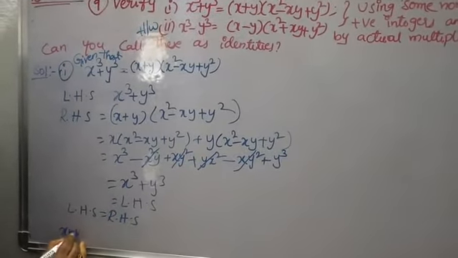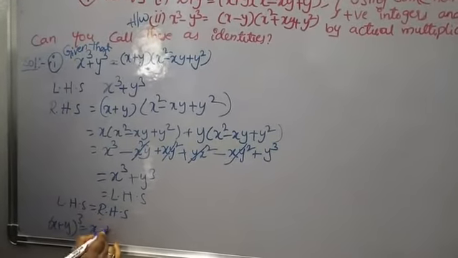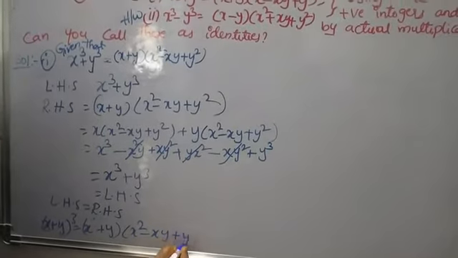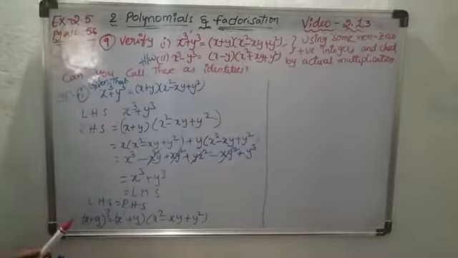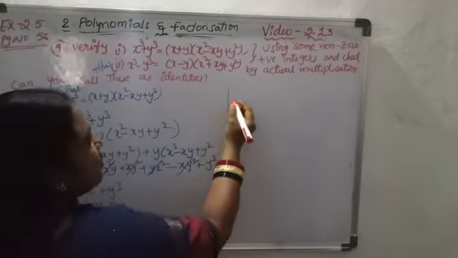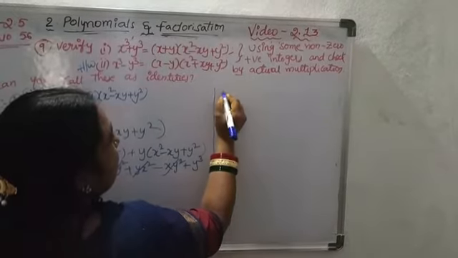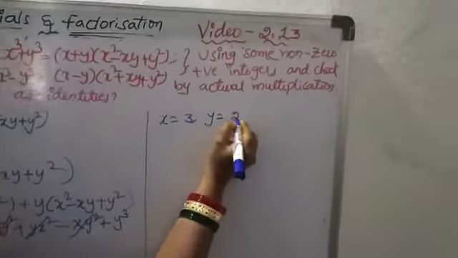Therefore x plus y whole cube is equal to x plus y into x square minus xy plus y square. By the multiplication method we have to get the same answer. Now substitute any positive integers for x and y. For that I am taking x is equal to 3 and y is equal to 2.